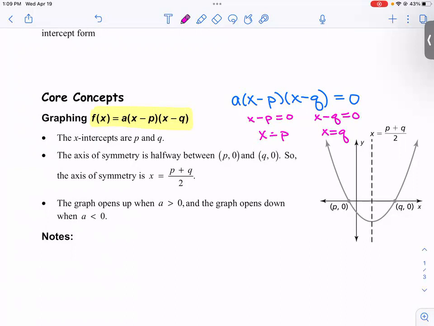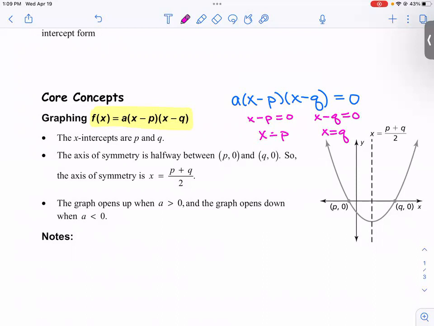Now, what do we know about every single parabola we have ever worked with in our lives? They have a vertex. Your domain is all the numbers. Good. They go on forever. Let's come back to this vertex concept.